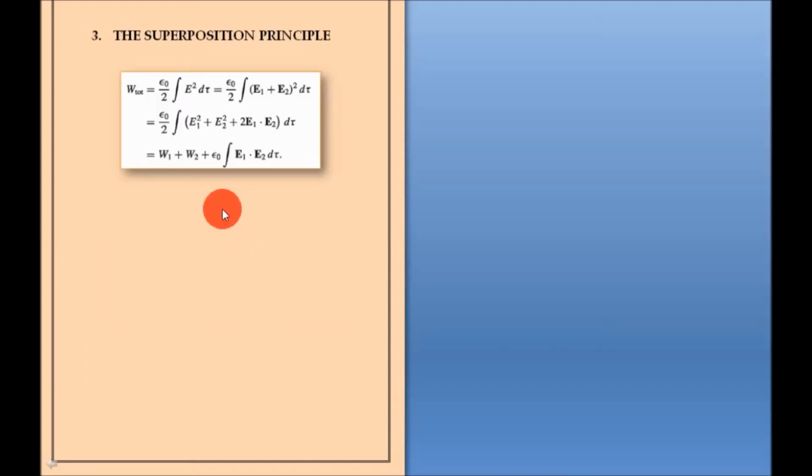The third question that I would like to address is, does this electrostatic energy obey the superposition principle? And the answer is no, it does not obey the superposition principle, because the electrostatic energy is quadratic in the field. As a result of this, the energy of a compound system is not the sum of the energy of its parts considered separately. There are also cross terms, and in this way the superposition principle is not obeyed.